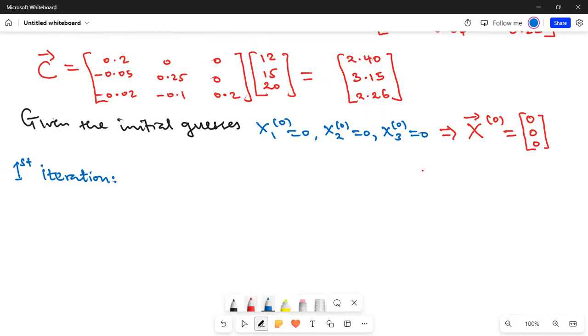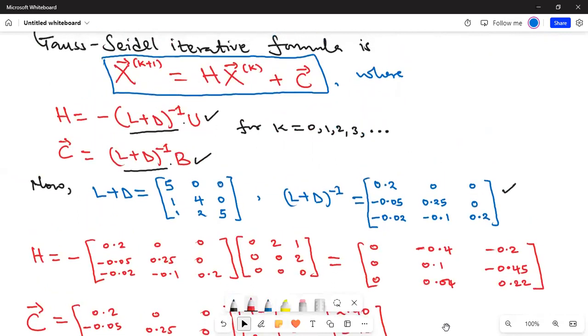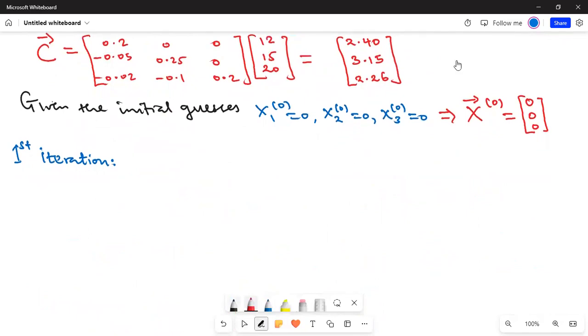First iteration. Look at the iterative formula: x at level k plus 1 is equal to h times x at level k plus c. So for the first iteration, you put k equals 0. We are going to get x at level 1 is equal to h times x at level 0 plus c.